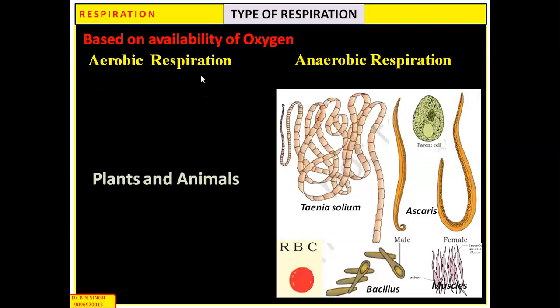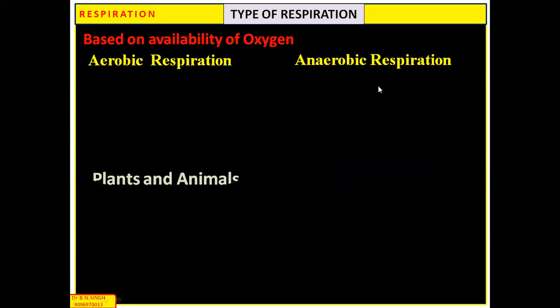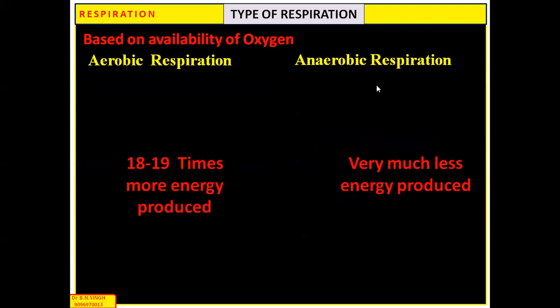The examples of aerobic respiration are different plants and animals. Taenia solium, the flatworm, the roundworm Ascaris lumbricoides, the fungi, yeast, RBCs of vertebrates, Bacillus subtilis, and muscle cells perform anaerobic respiration. These are the examples of anaerobic respiration. During aerobic respiration, the amount of energy released is about 8 to 19 times greater than in anaerobic respiration.